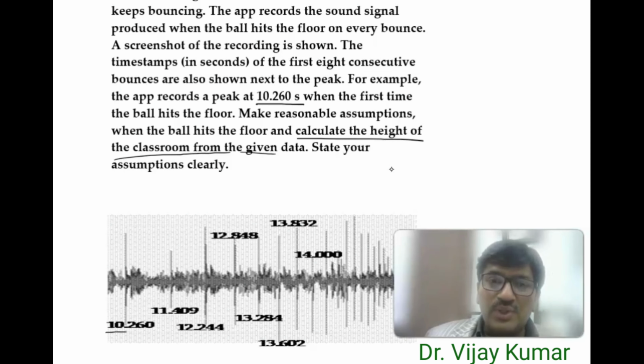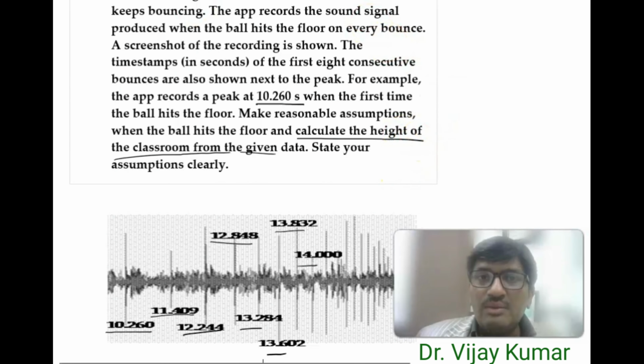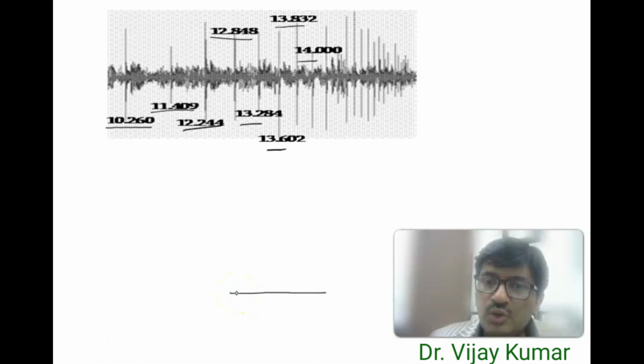This is the time of the first bounce sound recorded by the app. This is the time for the second bounce, this is for the third, this is for the fourth. These are the timings of the bounces of the ball recorded by the mobile app. So suppose this is the floor and this is the ceiling. This is the height from the floor to the ceiling, h0.